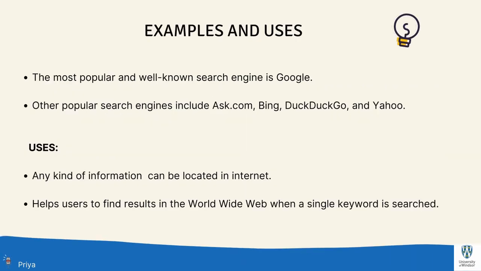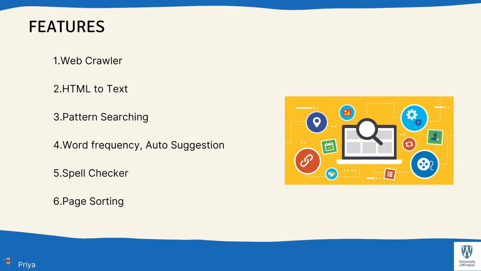Let's see a few examples and uses. The most popular web search engine is Google. Other search engines include Ask.com, Bing, DuckDuckGo, and Yahoo. A search engine has many uses since any information can be retrieved from the internet using a single keyword. It is used by everyone on a daily basis.